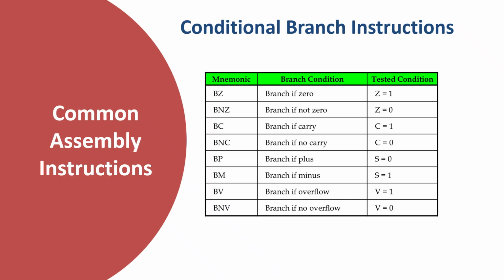Branching instructions allow conditional execution based on the status of specific flags in the processor status register. For example, BZ branches if the zero flag is set, BNZ branches if it is not, and instructions like BC and BM depend on carry or minus flags. These are vital for decision making in assembly programs, enabling loops, conditional blocks, and error checking mechanisms.